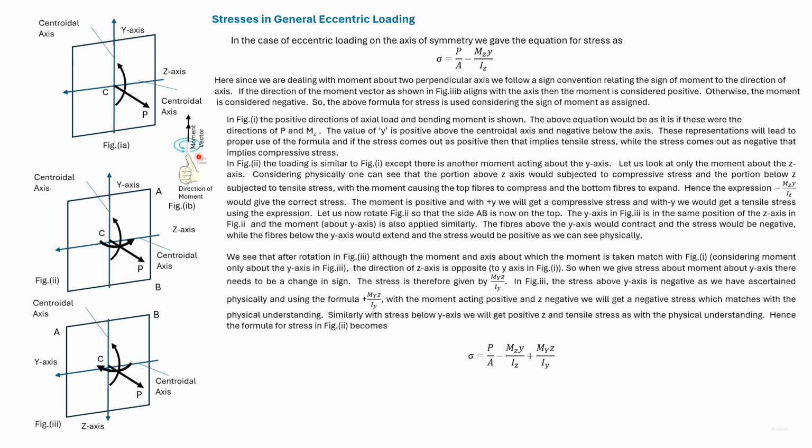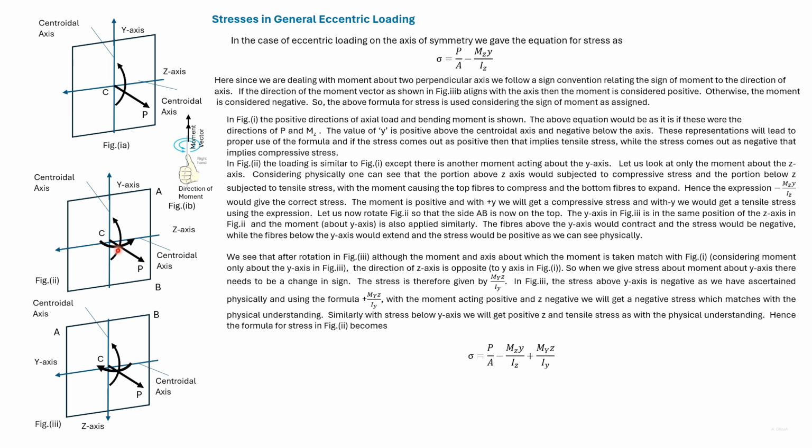Find the direction of the moment vector. We take the fingers of the right hand in the direction of the arrows of the moment, and then the thumb shows the direction of the moment vector. So in this case, the direction of the moment vector and the z direction coincide. So this moment will be considered as positive. So for the coordinate axis arrangement shown here and the direction of the load and the moment, the stress will be given by this expression.